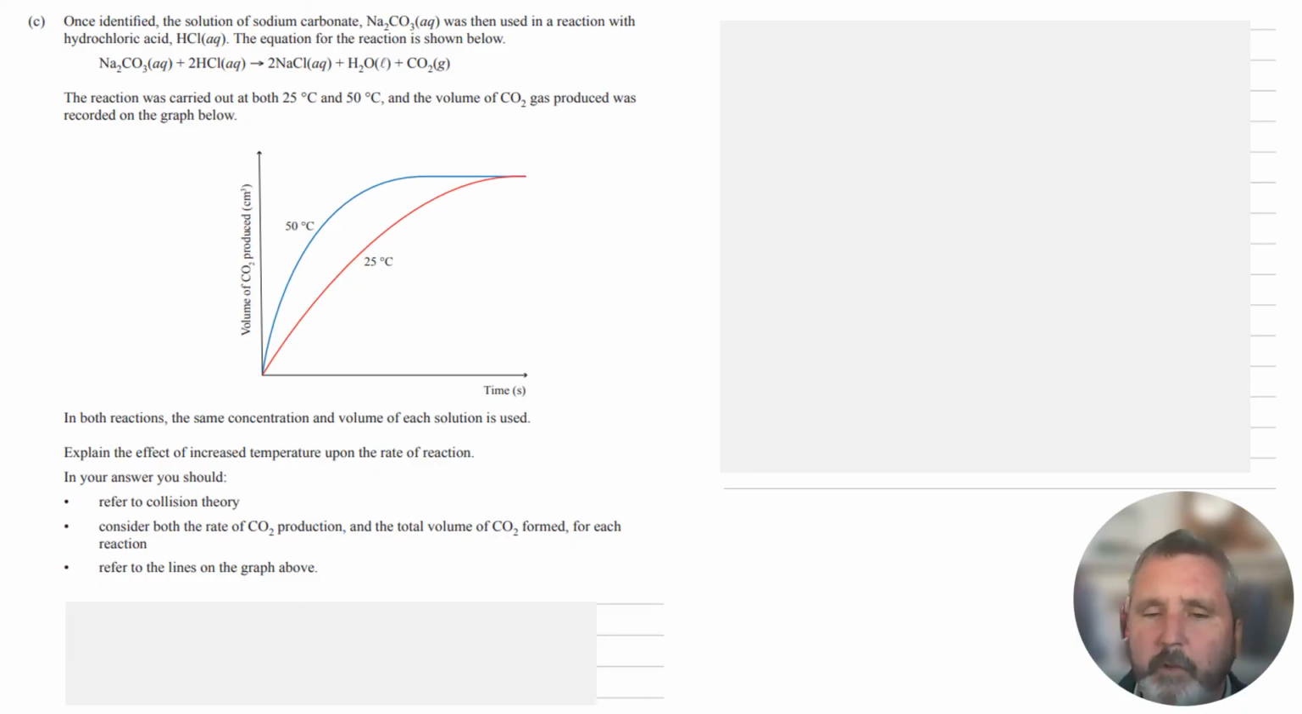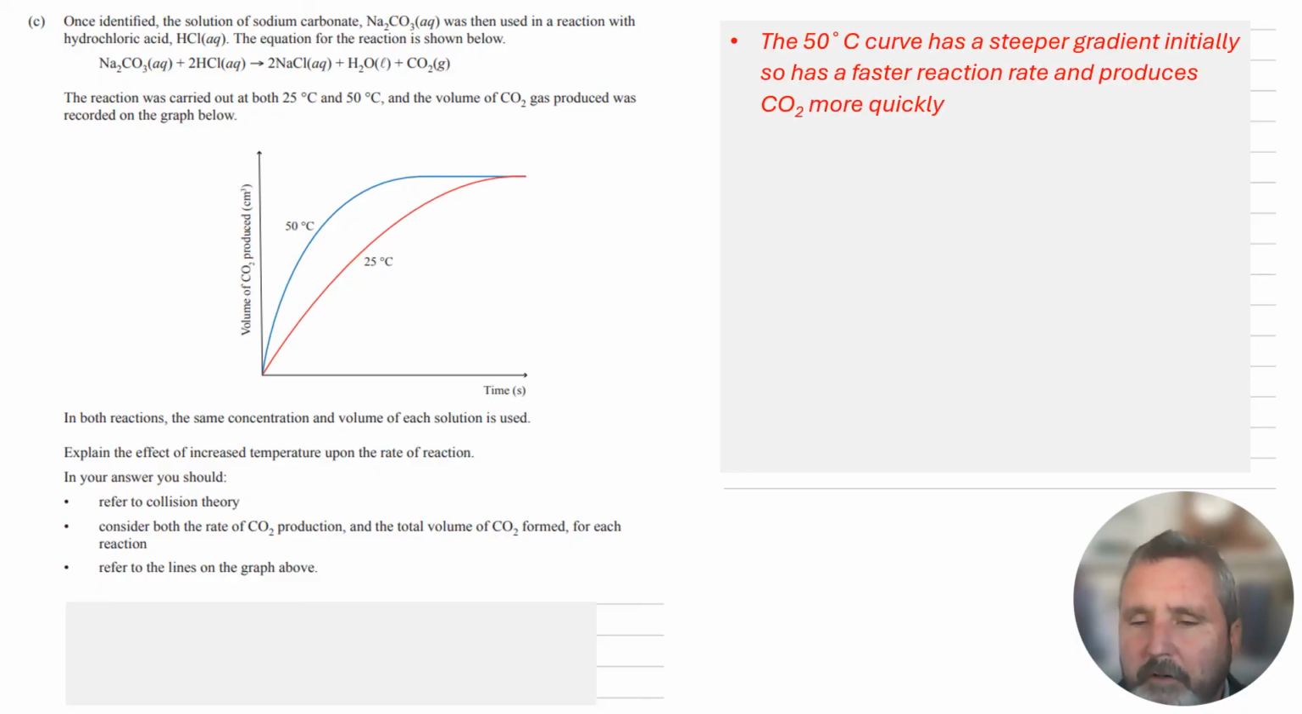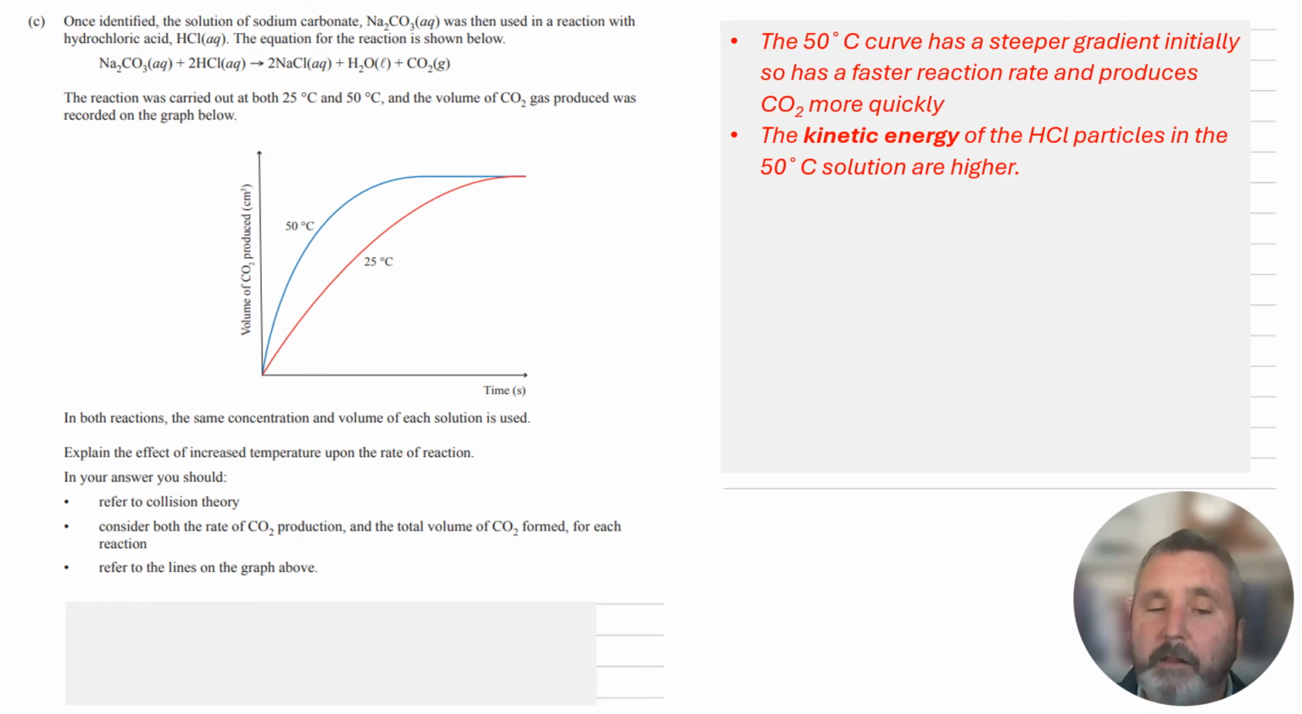The first thing we're going to say is, at 50 degrees Celsius, the curve has a steeper gradient. So look, the blue line is steeper, which means it's reacting faster and producing carbon dioxide more quickly. Excellent, that's our first point. The second point is we're going to say, well, at 50 degrees, the HCl particles are going to have more kinetic energy. Okay, that's important as well.